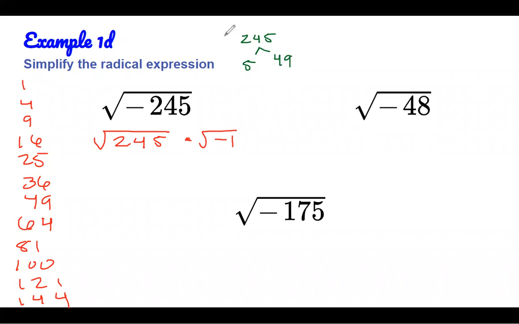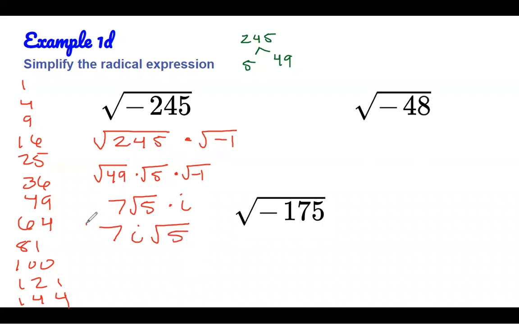So it's going to be now square root of 49 times square root of 5 times square root of negative 1. This is 7. You guys already said it. So it's 7 square roots of 5 times i. i is going to be written in between 7 and our beautiful radical. So I'm going to write it as 7i square root of 5. And this is the way that it's written. So it's always that value that's outside as a factor, i, and then the radical goes at the end.